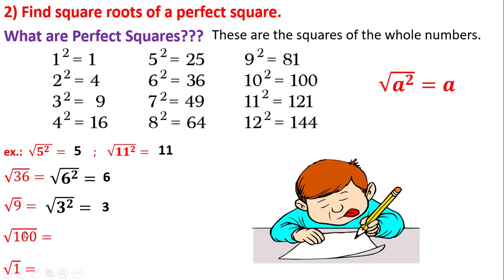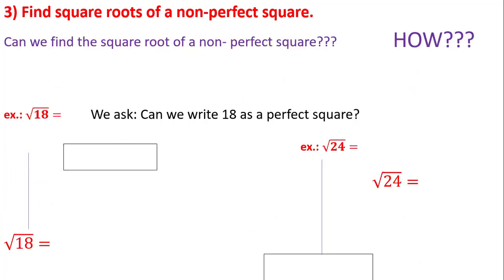Radical 100. Is 100 a perfect square? Yes, it's written as 10 squared. So radical 10 squared, the square cancels the radical, and my answer is 10. Now radical 1, we can write it as a perfect square, radical 1 squared. The square cancels the radical, so my answer is 1.